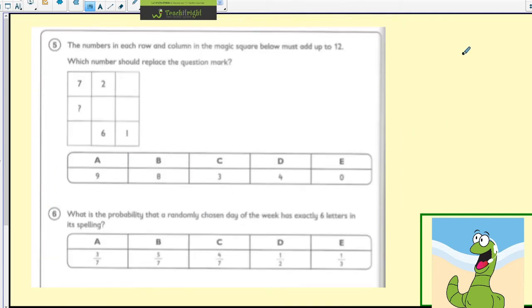The numbers in each row and column in the magic square add up to 12. So with magic squares, you've got each direction adding up. It's a bit like a Sudoku puzzle if you've ever done one of those. Sudoku is quite a nice little bit of practice, a fun little warm-up activity that I would sometimes do.